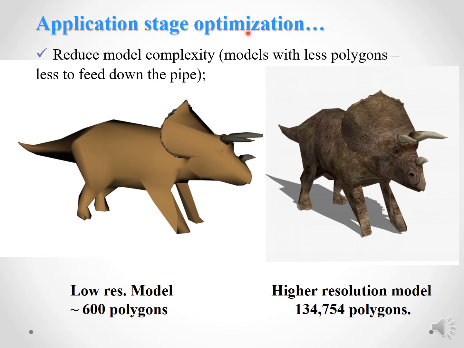Application stage optimizations. What can we do to help the application stage achieve optimization? Optimization means making this stage as fully effective as possible. So how can we help this application stage achieve this optimization? First, we can reduce the model complexity. A model with fewer polygons has less data to fit down the pipe. We should help the graphics pipeline run smoothly, trying not to clog the pipe with too much data.